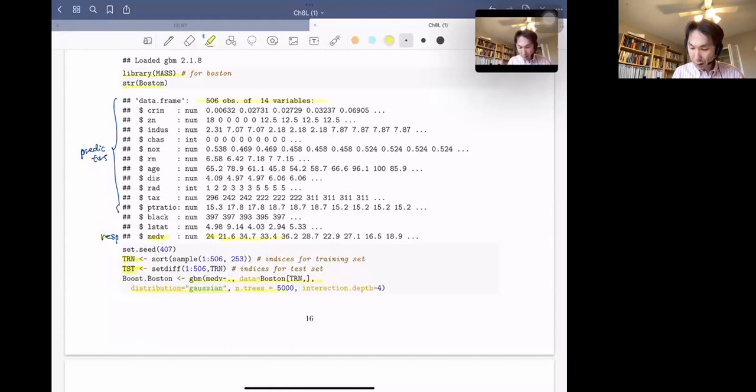And this is the number of trees, so 5,000. So we basically repeat the procedure 5,000 times. And the interaction depth, so this is the number of variables used for each tree. So I used 4. Remember that in boosting also, we use only a few variables for each regression. So actually this data has 13 predictors, but each time we only use up to 4 predictors.